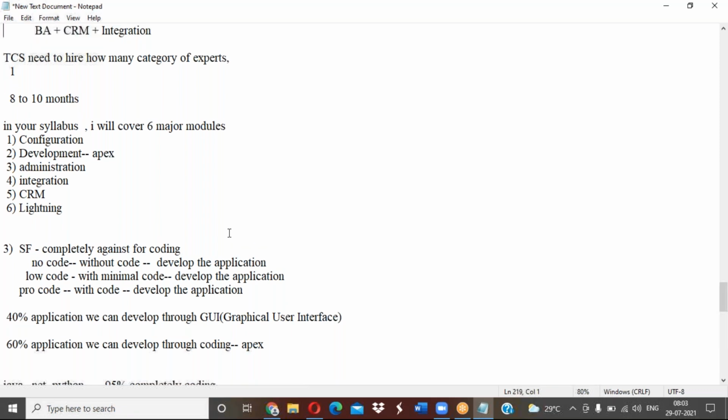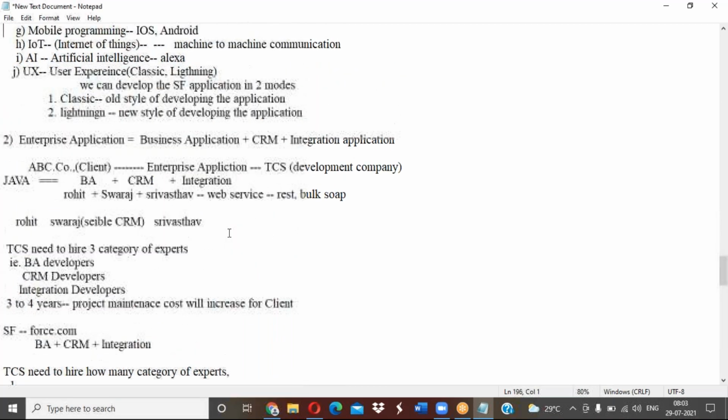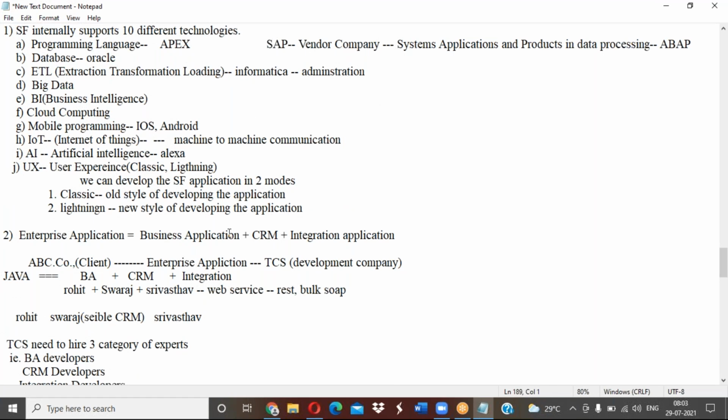How many reasons have we discussed as of now? Three reasons. What is the first reason? Salesforce centrally supports how many technologies? 10 technologies. What are those? Programming language, that is Apex. Next one, database, that is Oracle. ETL, that is Informatica. Administration, Big Data, Business Intelligence, Cloud Computing, Mobile Programming, IoT, AI, and UX.